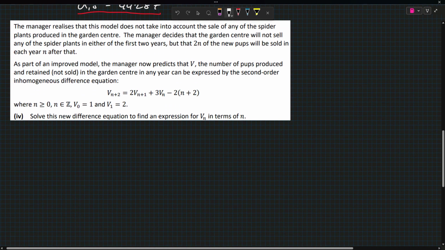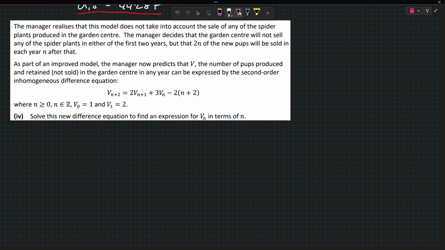So now we have an inhomogeneous difference equation, where we're given that the solution is equal to minus 2 bracket n plus 2, which we can write as minus 2n minus 4.